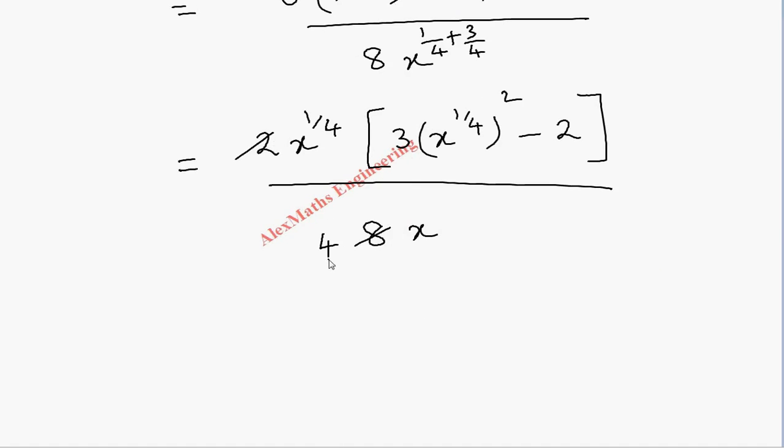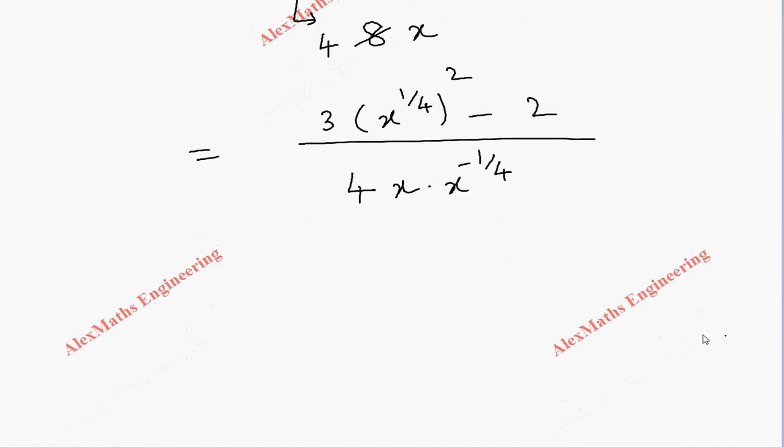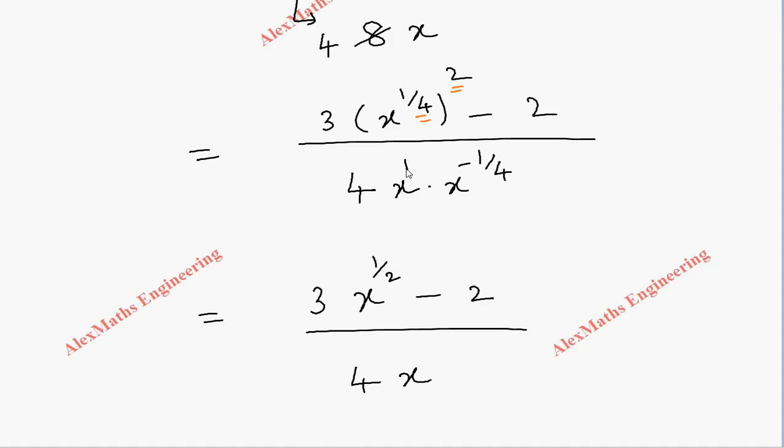Then we can cancel this and this. It will become 4, and I can bring this term to the denominator. So numerator (3 x power 1 by 4 whole square minus 2) whole divided by 4 x, already we have, and this comes down, it will become x power minus 1 by 4. Then in the numerator we can multiply these two terms, it will become 2 by 4. X power 2 by 4, after reducing, is 1 by 2, minus 2 whole divided by 4 x power, this is 1. We have to combine the power. 1 minus 1 by 4 is 3 by 4.